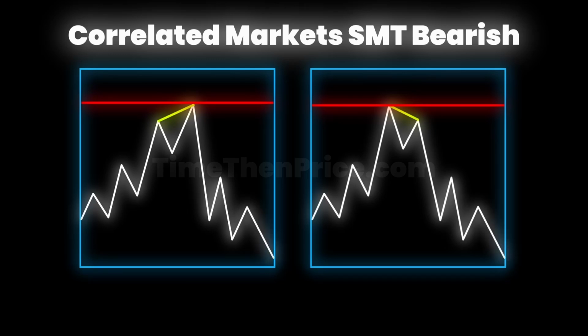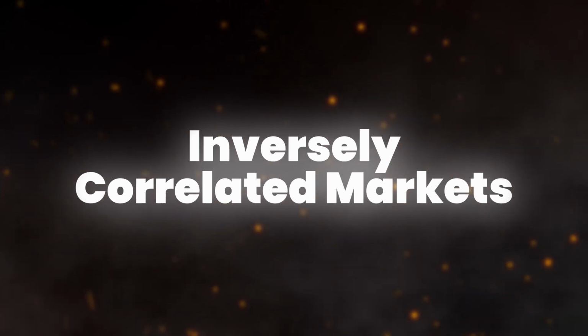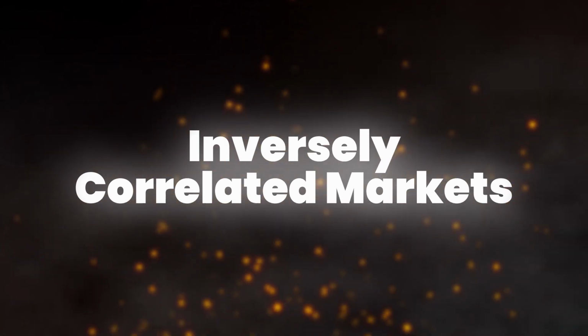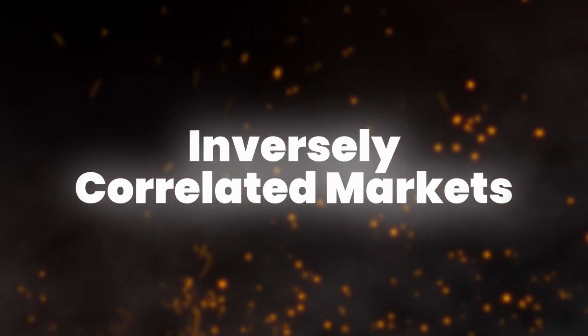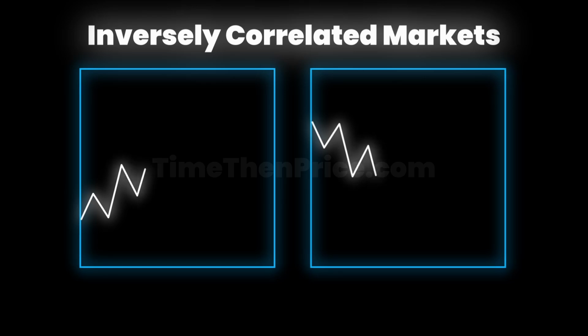Order flow has changed from bullish order flow into bearish order flow. Let us now take a look at the third example of SMT. This SMT will be an inversely correlated markets SMT. On the left, you can see a market that's making higher highs and higher lows. It is in an uptrend. And on the right, you can see a market that's making lower highs and lower lows.